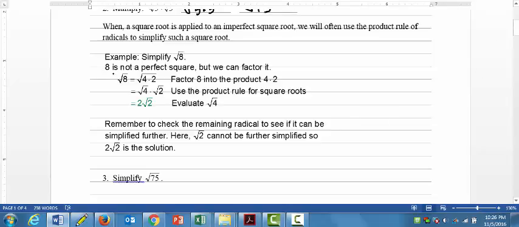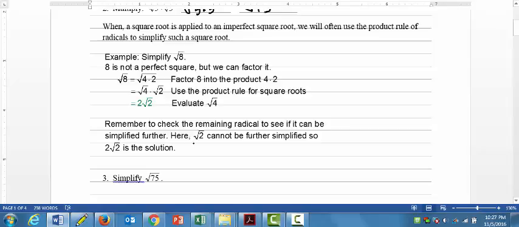So the square root of 8 can be written as the square root of 4 times 2. Since 4 is a perfect square, we'll write this as the square root of 4 times the square root of 2, and we'll evaluate the square root of 4, which is 2. So this simplifies to 2 times the square root of 2. So that's how I would simplify the square root of 8.